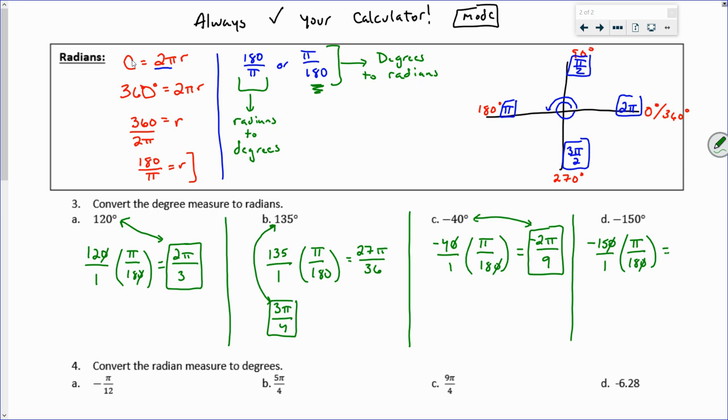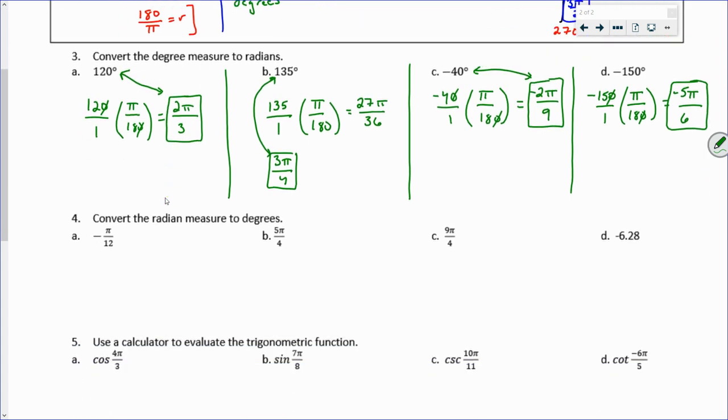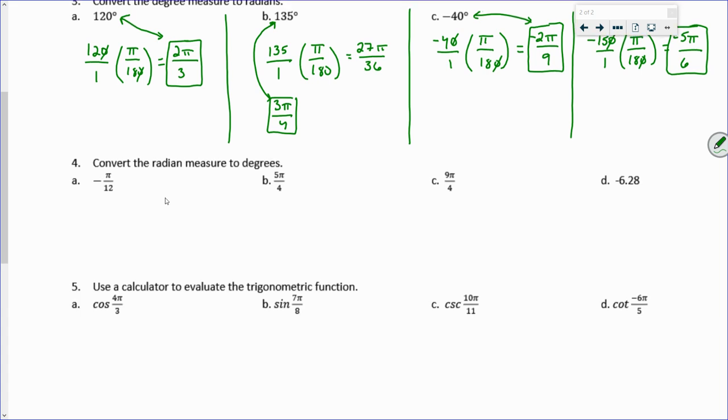If I divide this by 3, I get negative 5 pi. Divide this by 3 over 6. So that's the start of radians. All right, so now we're going to go from radians to degrees.